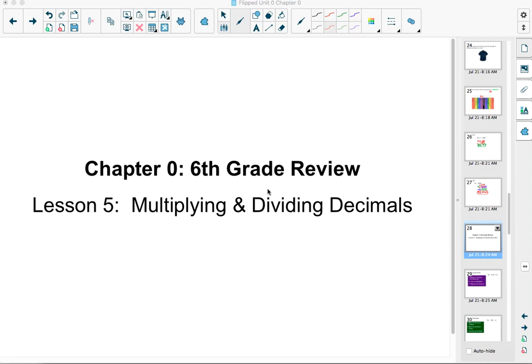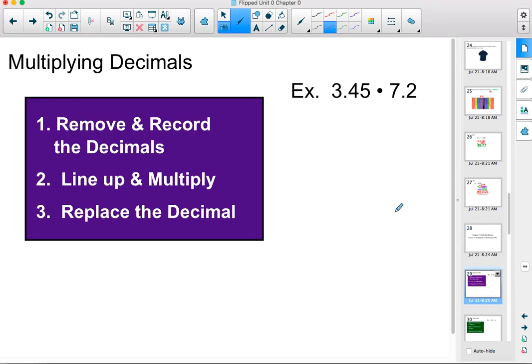This is the fifth lesson in our Chapter 0, 6th grade review. This is all about multiplying and dividing decimals. So let's get right to it. Our first set of notes is for multiplying decimals.